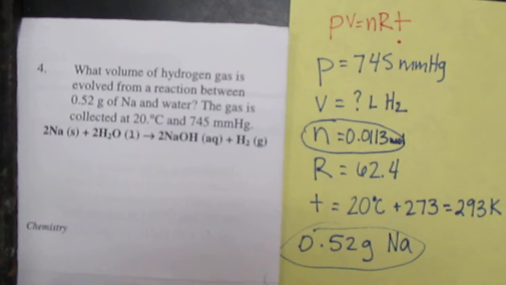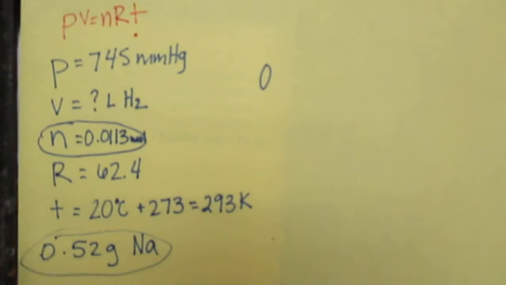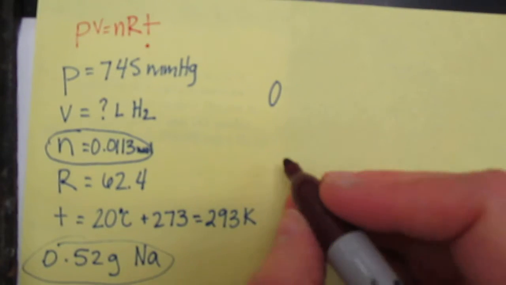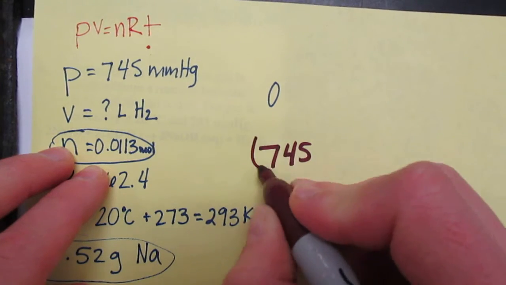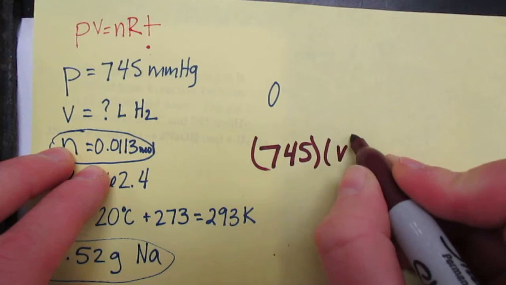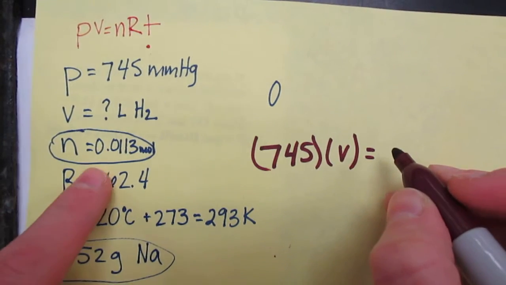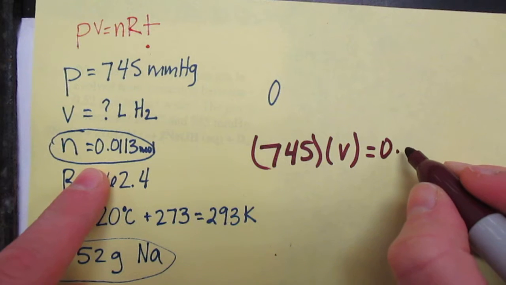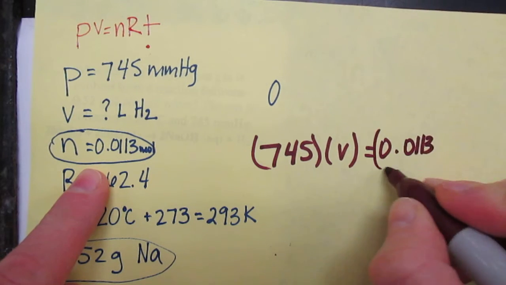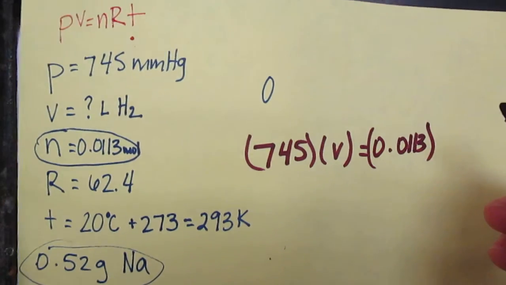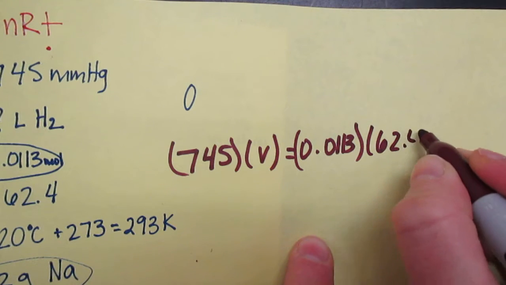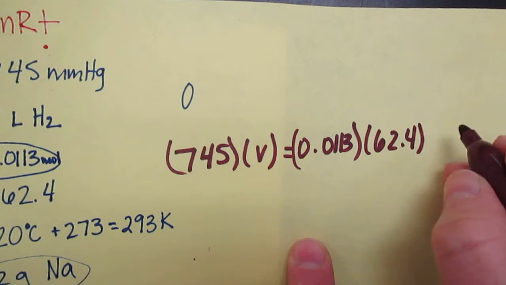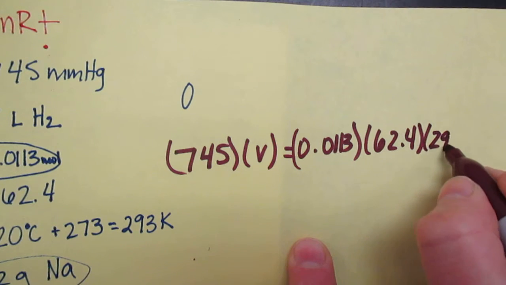Now you simply plug that in for PV equals nRT. I'm going to scoot this over so you can fully see what I'm doing. P is 745 times V, which I don't know, equals n, right here, 0.0113, times R. Remember how I chose my R? Because I looked up to see that I was using millimeters of mercury. And then times temperature, 293.